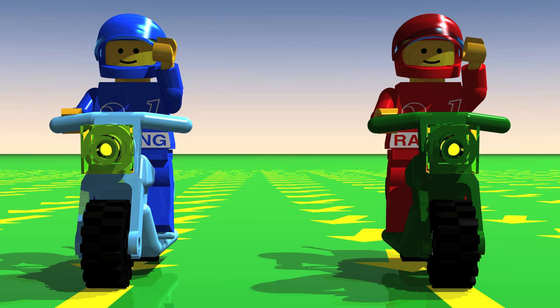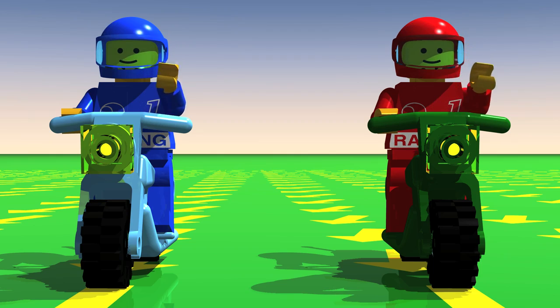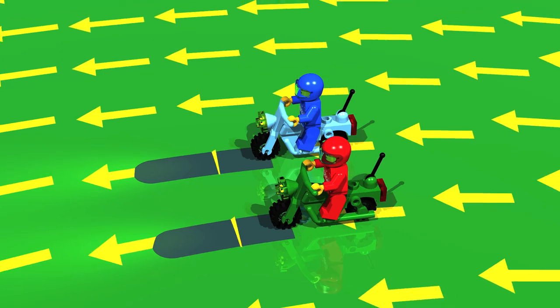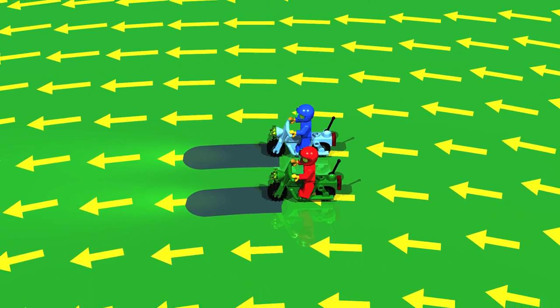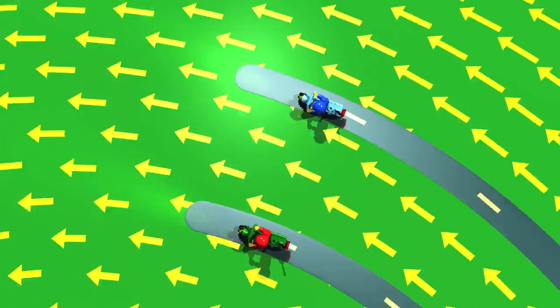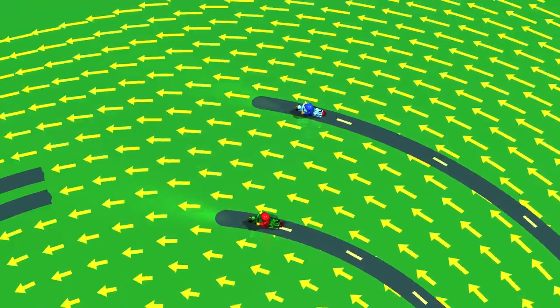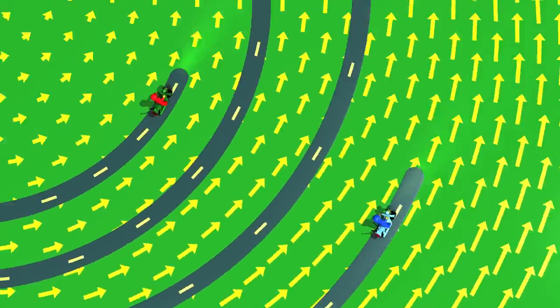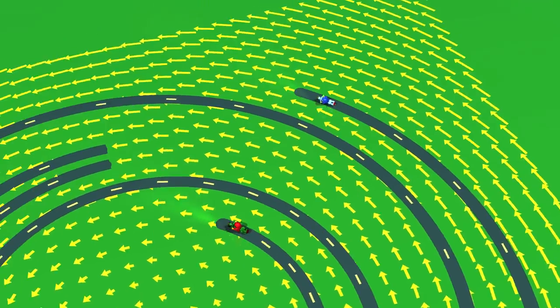The Lego man faces his fate. All he can do is follow his trajectory. Note that two trajectories can never cross. Determining the trajectory from the knowledge of the velocity field is the work of integral calculus. Thus, it goes in the opposite direction from differential calculus.